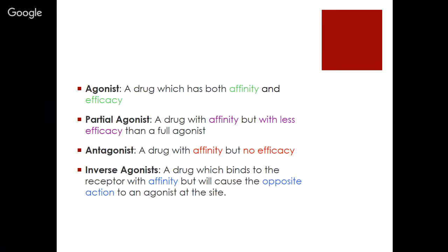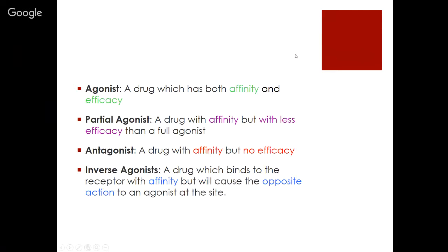An antagonist is the opposite. It has affinity, it can bind to the receptor in the same way, but it can't have any actual effect on the receptor. So it usually blocks the desired effect from happening, which can also be what you're looking for pharmacologically occasionally. Finally, there's the inverse agonist. That's the complete opposite. It binds to the site, but it actually has the opposite effect to what the agonist would have.